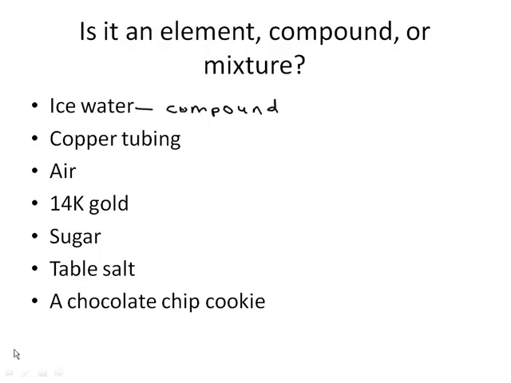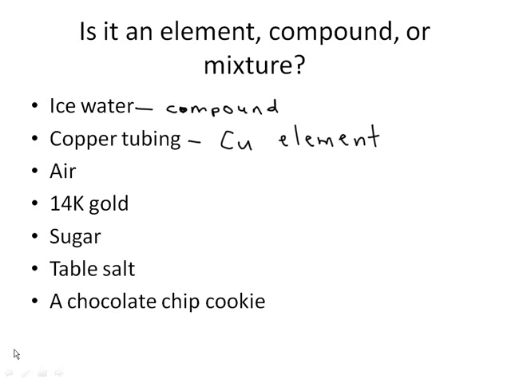My O here needs a little help. Copper tubing, on the other hand, is just copper. And if you look at your periodic table of the elements, you'll see that copper is listed as element Cu. It's just an element. So it's also a pure substance, but it's not a compound because it's just one type of atom. So it's an element.